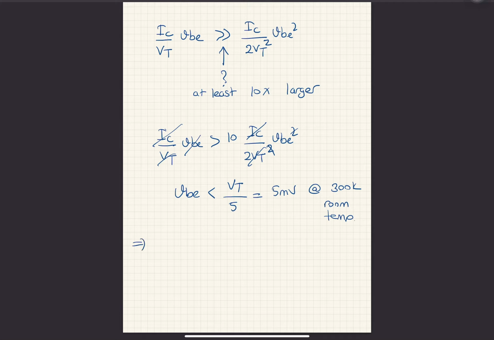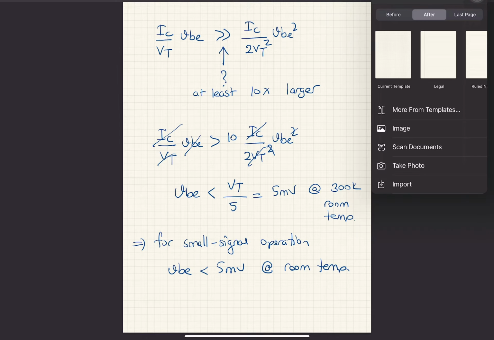So this means that for small signal operation, VBE should be less than 5 millivolts at room temperature. If you can satisfy this, then you can guarantee that your amplifier is in small signal range. Here is an example.